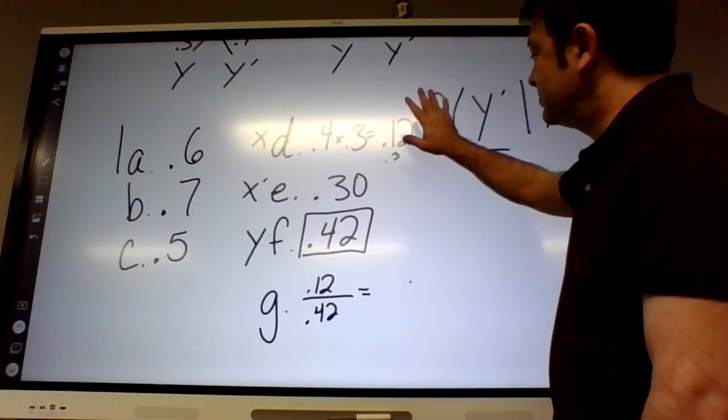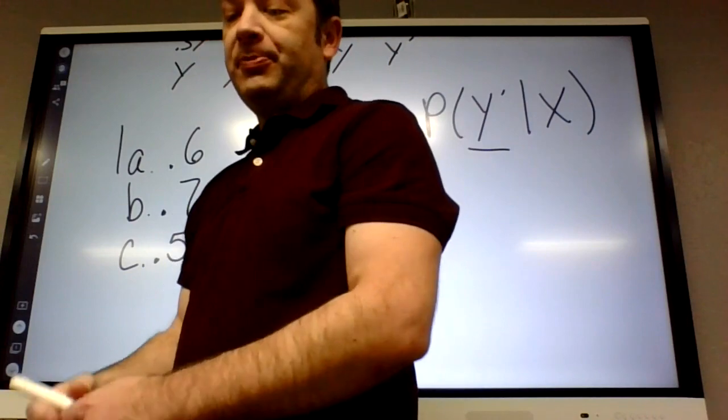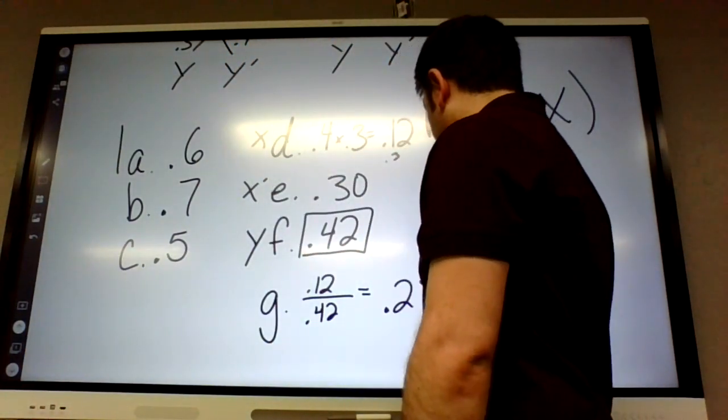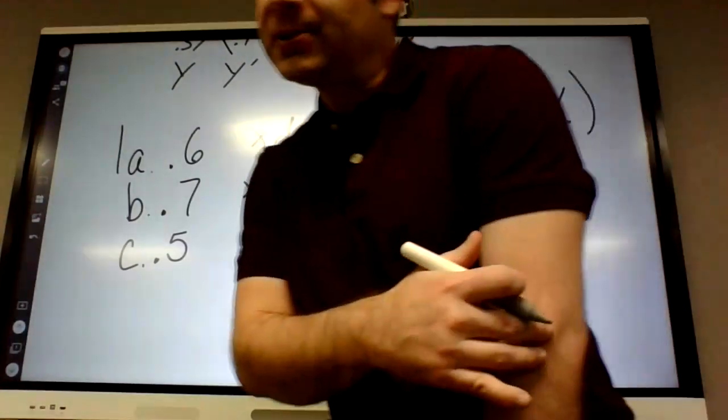Anyway, do you want it as a decimal? Yeah, they put 0.286. So I'm guessing they rounded it to the third decimal place. Does the directions say to do that? No.